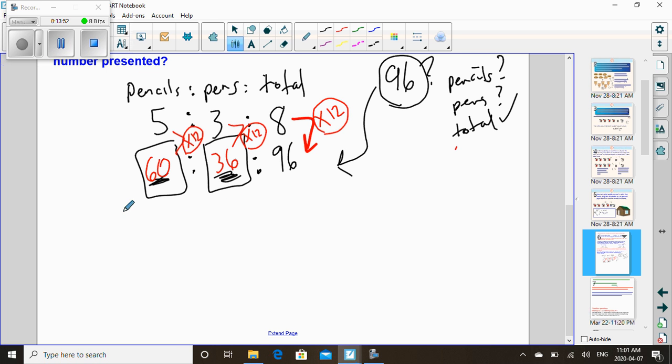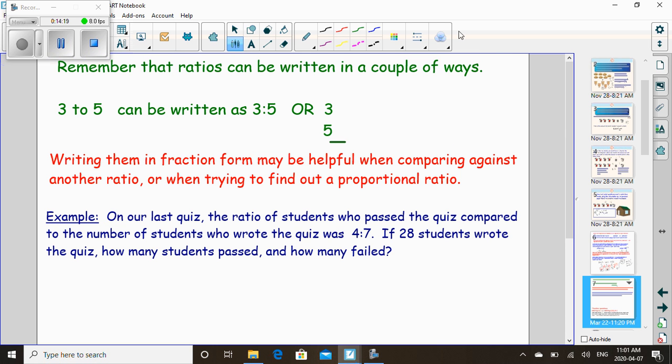So in answer to my question, if in a pencil case there were 96 total writing implements, there would be 60 pencils, 36 pens, if the ratio of pens to pencils was consistent, was proportional in the new amount. Okay? That's how we use it to solve other problems. Good so far? All right, here we go. We're almost done there.